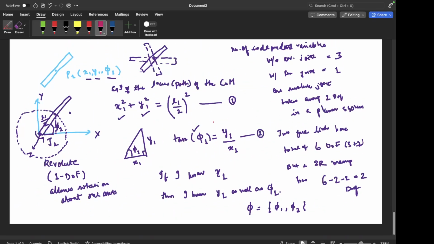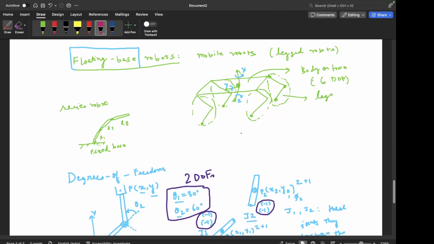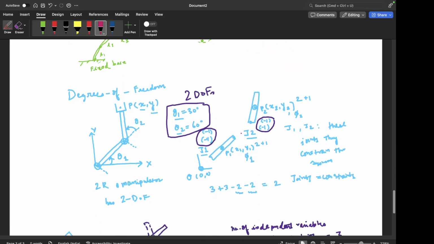So we started with what robots are, and what the different types of robots are: serial, parallel, and floating base robots. Then we discussed degrees of freedom, and we saw how, when individual bodies with more degrees of freedom are connected through joints, the eventual system has fewer degrees of freedom, because joints put constraints, and constraints reduce the degrees of freedom of the system, right?